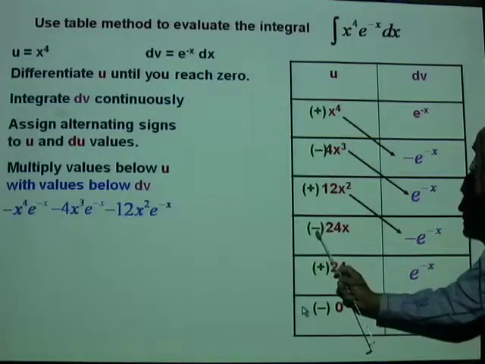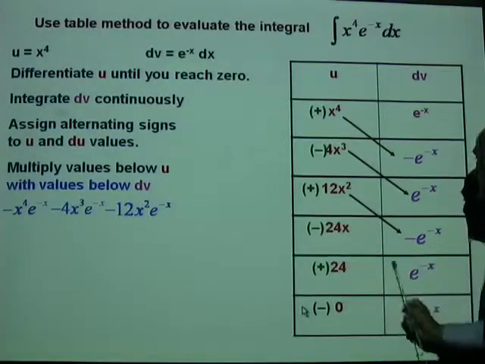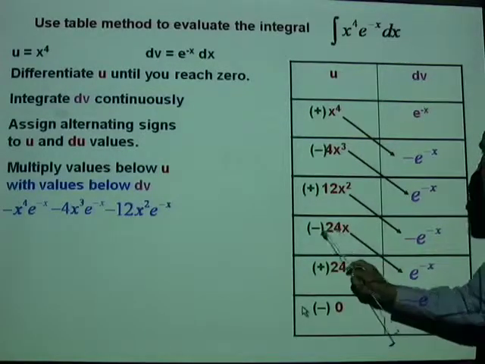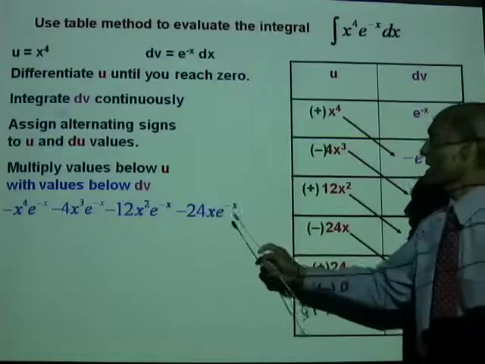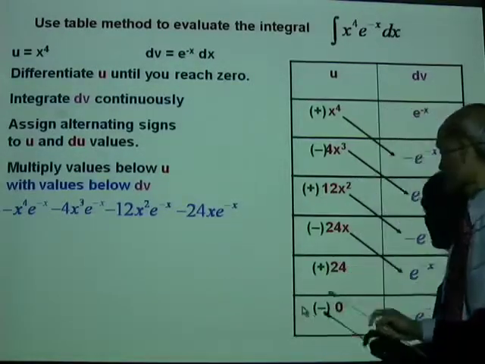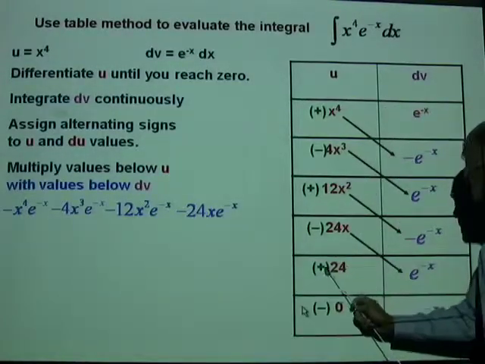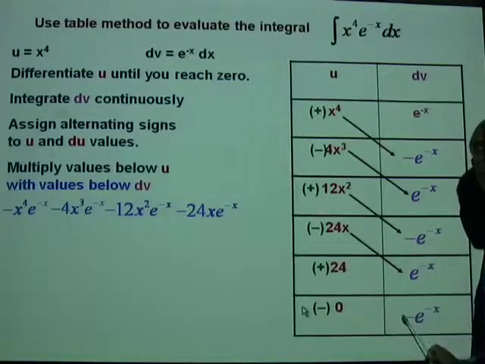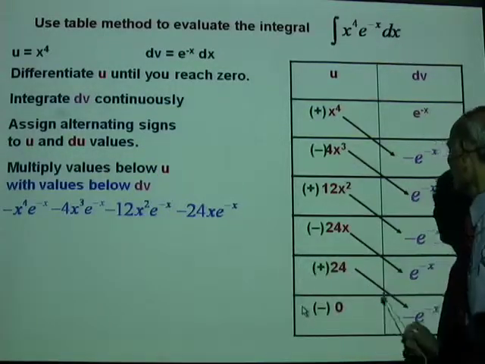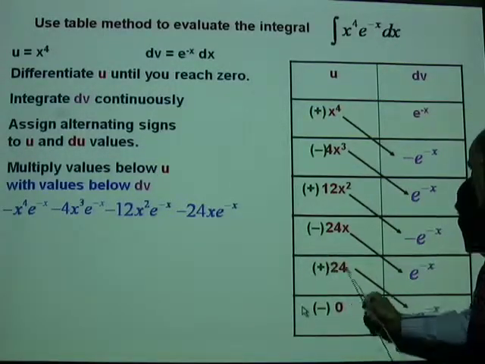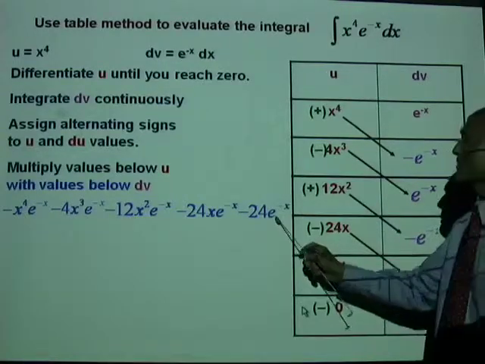Our next one, 24 is negative and this is positive. So it will be minus 24x times e to the power of negative x. And finally, plus 24 times negative e to the power of negative x will be negative 24 e to the power of negative x.